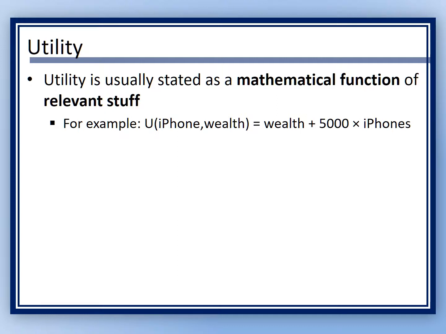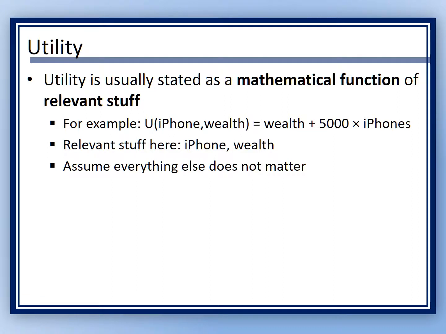This is something that you see a lot in economics, where the utility function depends on a handful of things, typically not more than 3 or 4. Now, the relevant stuff here is iPhone and wealth. Clearly, you care about more than just iPhones and wealth. In your life, you care about a lot more things. Your well-being depends on what you eat, whether you have friends, what you do. It certainly depends a lot more than just iPhones and your money.